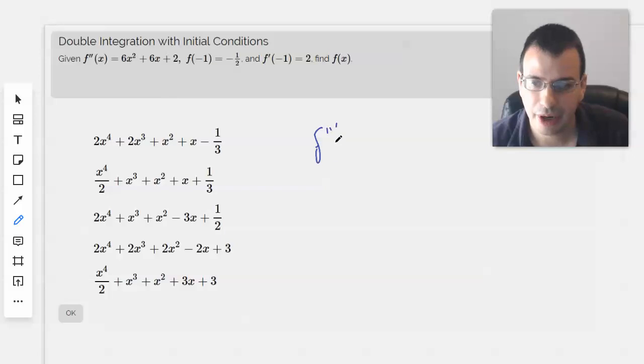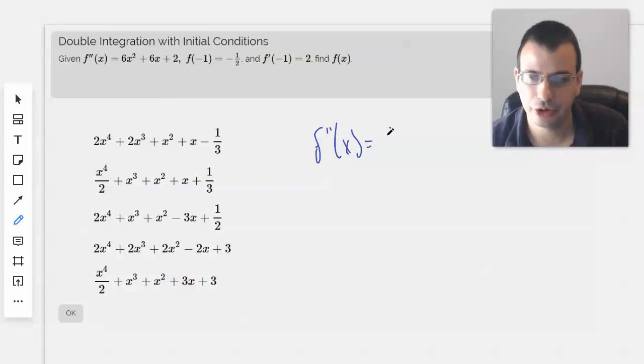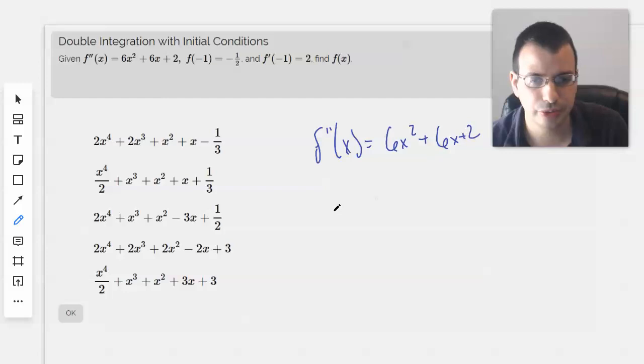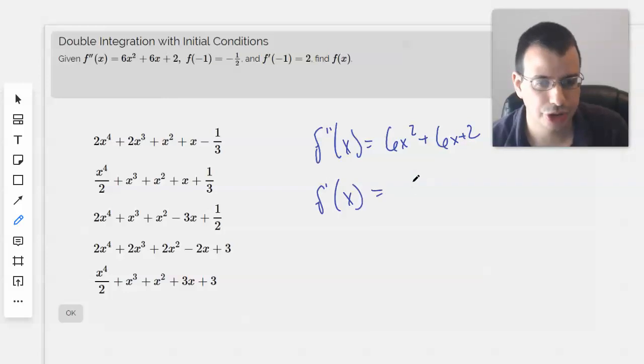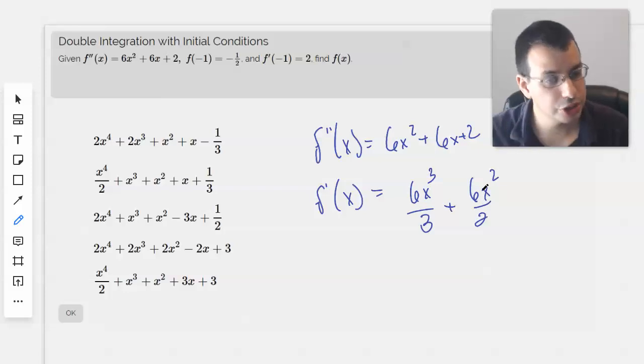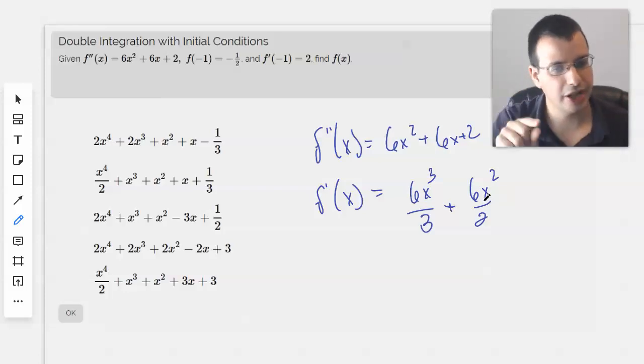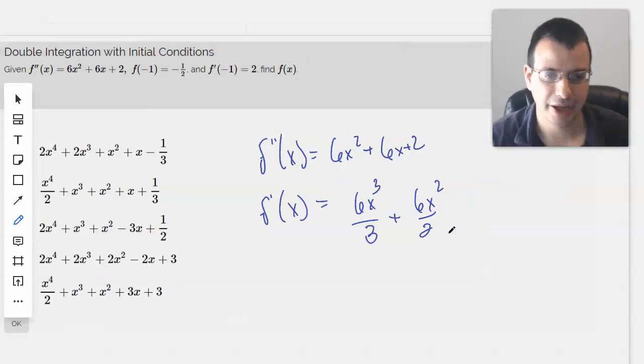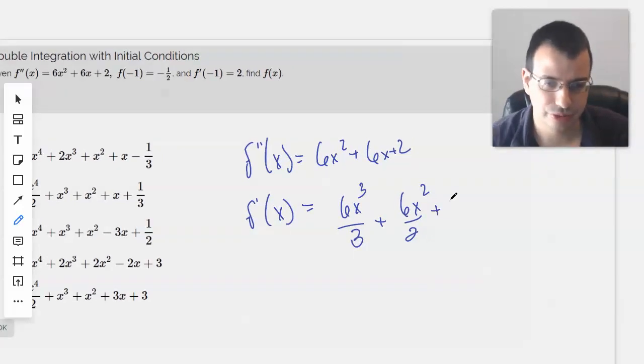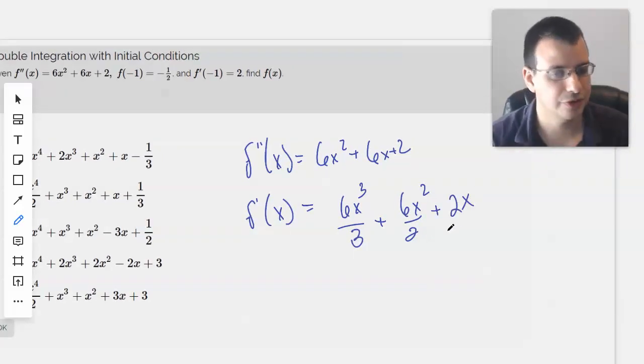So f double prime of x equals 6x squared plus 6x plus 2. This doesn't seem that bad because a lot of these are just going to be the power rule. So this would be 6x cubed over 3 plus 6x squared over 2. You just raise the x to 1 power and then divide by the power that you raised it to. So then we'll have 2x, which is 2x to the first divided by 1.